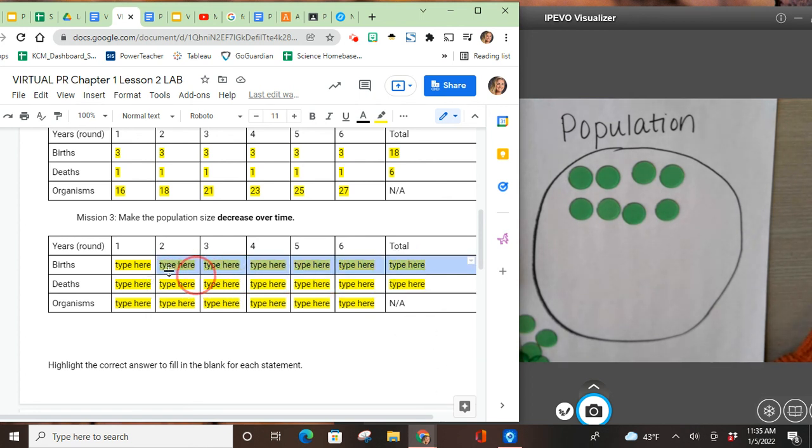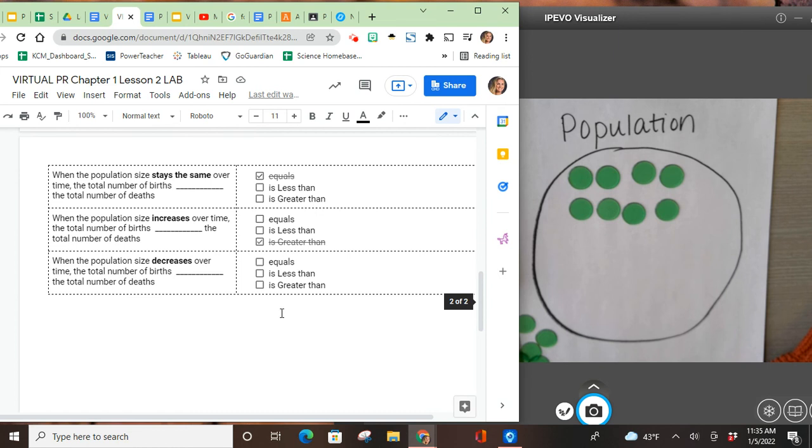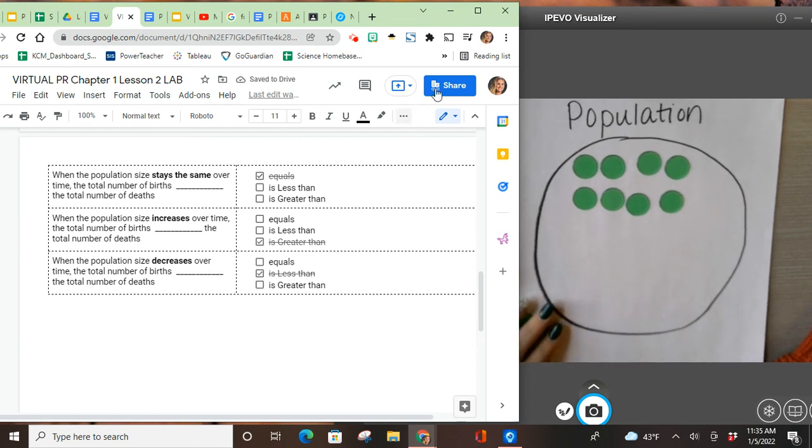Count up your total number of births here, total number of deaths here. Then I want you to think about, in order to make our population size decrease over time, was the number of births greater than, equal to, or less than the number of deaths? Go ahead and check your answer down here. You should have determined that it is less than. Great job.